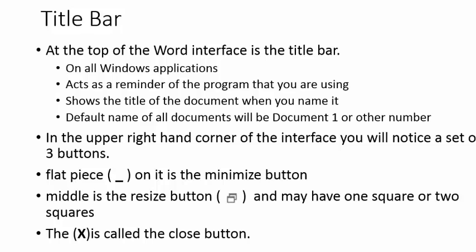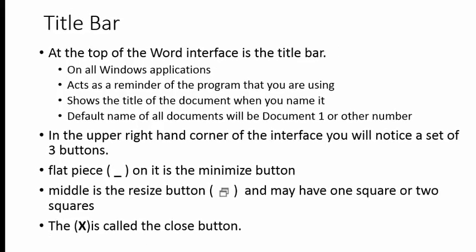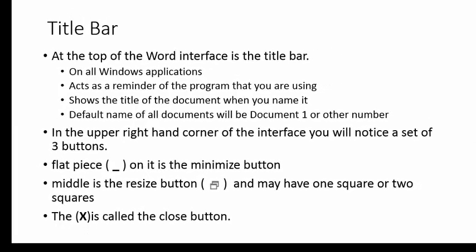In the upper right-hand corner, for those that are not familiar with Microsoft products, you have 3 buttons. The little flat line button is the minimize button. The middle button is the resize button. If your page is minimized, it says, oh, you can make it bigger, so it gives you 2 squares. If your page is full, you'll only see 1 square, but when you click it, you'll see the double square. So it says, okay, you can make this bigger if you want.